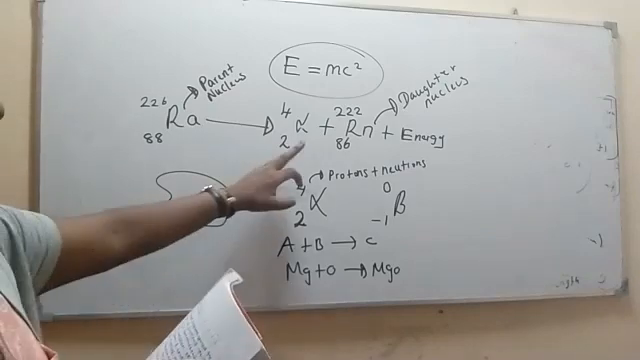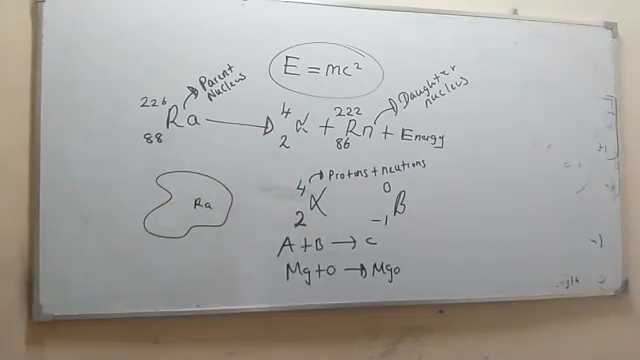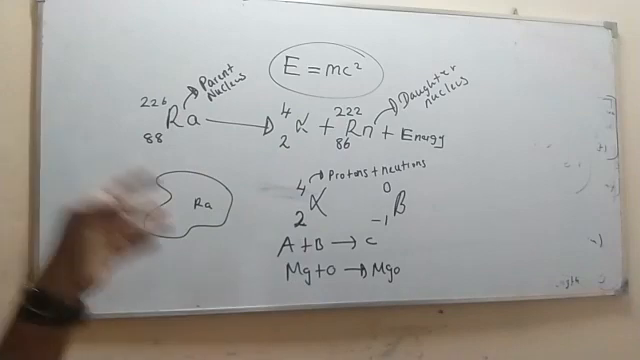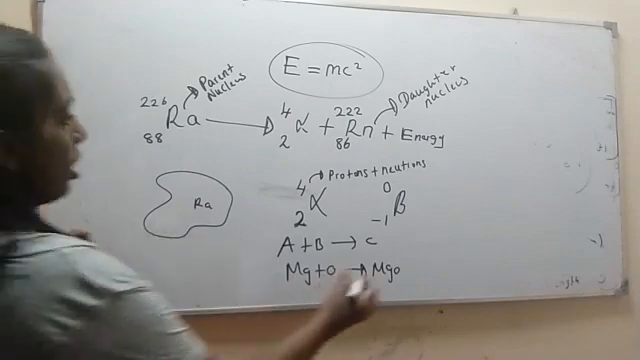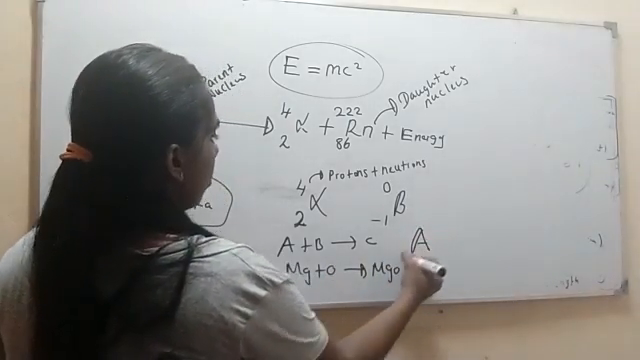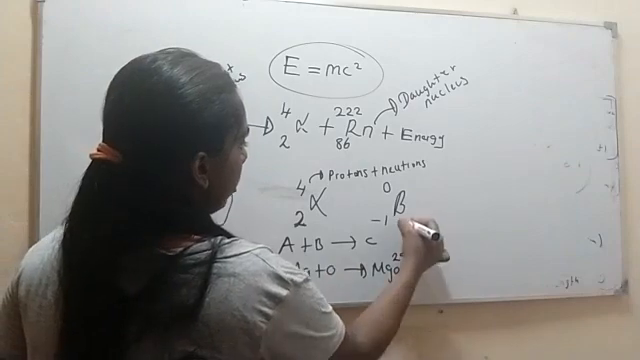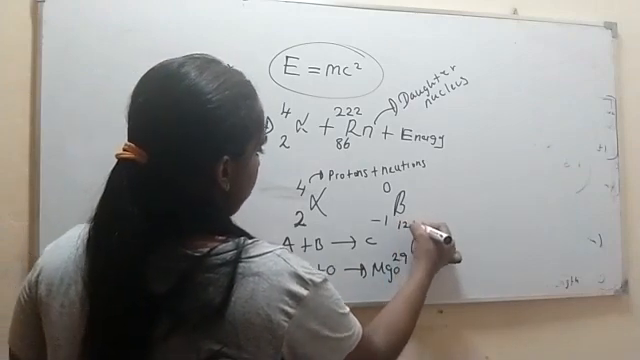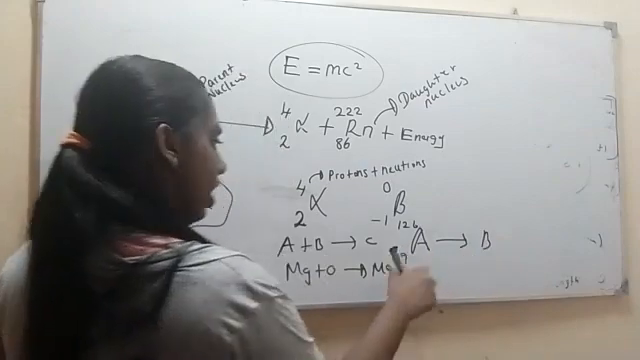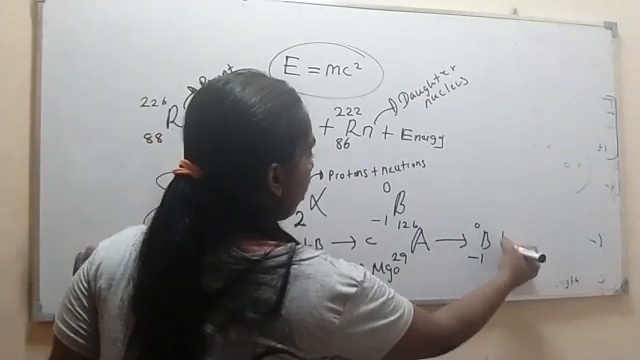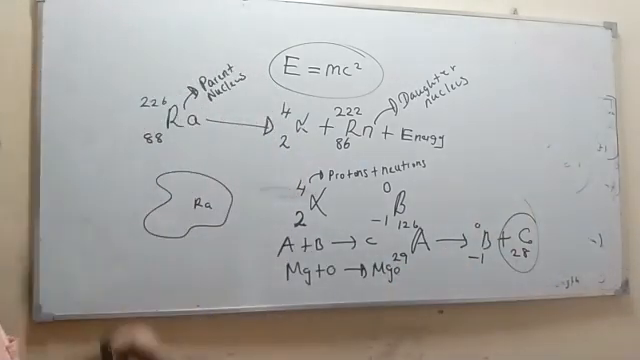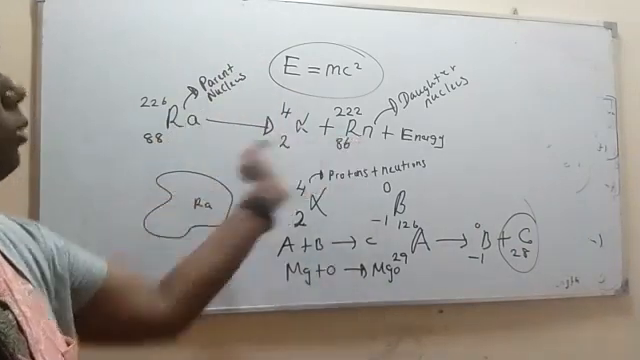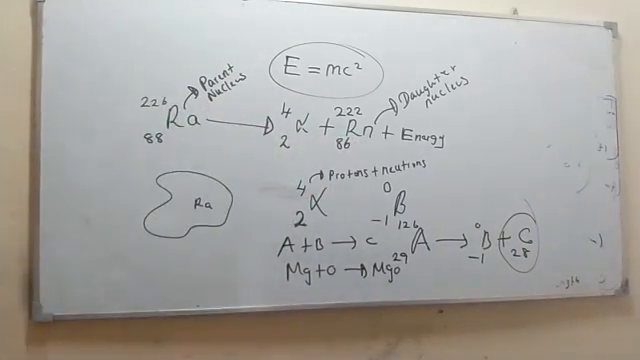Now, in this particular reaction, I told alpha. Some other elements can emit beta particles. Definitely, if it emits a beta particle, it will also change. Let's consider some other element, say element A, with atomic number 29 and mass number 126. It is emitting a beta particle, and definitely a new element C will form. So when it emits an alpha or a beta particle, a new element is being formed. That is the new thing in radioactivity.